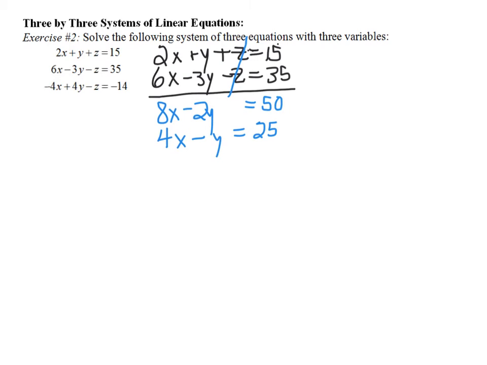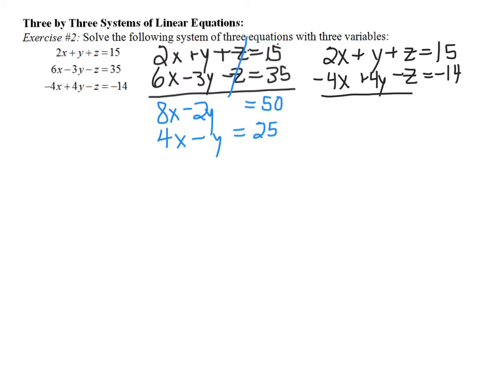Now I'm going to go back to my original set of equations and pick a pair, other than the first 2, that I can also eliminate the same variable z from. So I see that I could use the first and the third equation this time. So reusing the first one, that's okay, we can reuse. 2x plus y plus z is equal to 15. And the third one, negative 4x plus 4y minus z is equal to negative 14.